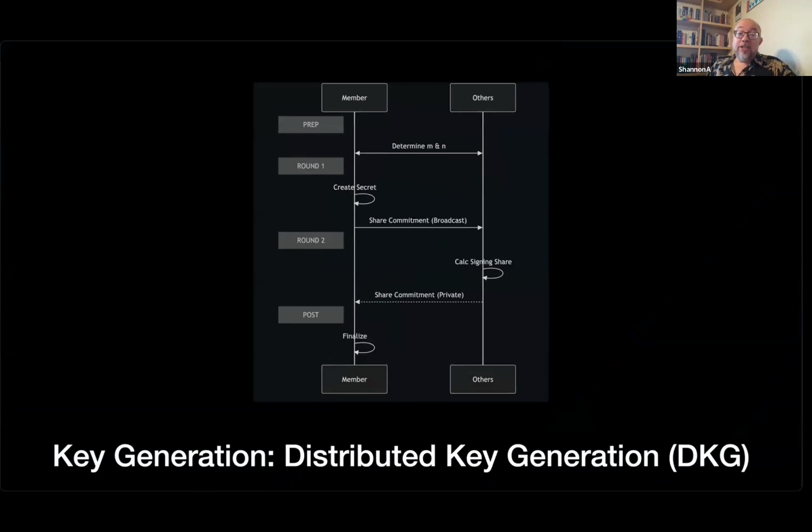All right, here is distributed key generation. It's the better way to generate keys. It's typically called a two-round process, but you can see the prep at the top, which means that you actually have to do some out-of-band setup to decide your group size and your threshold. In the actual ceremony, you create secrets and publicly commit to those secrets. That's round one. And then privately you calculate your signing shares and then privately to each member commit to those shares. Again, we're not going to dwell on the specifics.